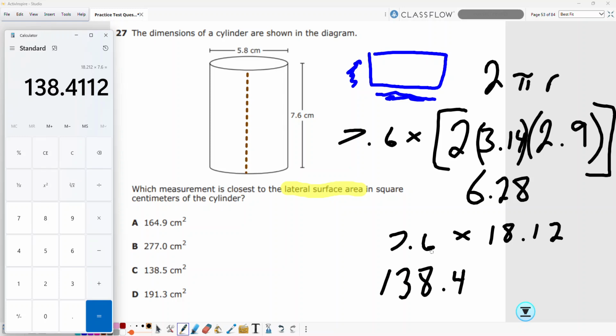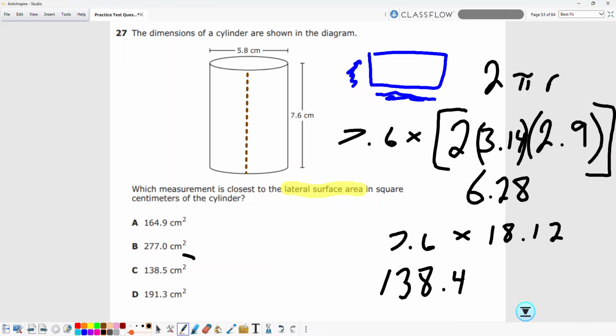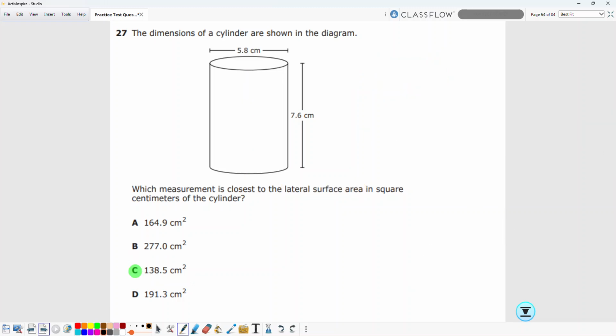All right. So we're asking which measurement is closest to the lateral surface area in square centimeters of the cylinder. So we're looking for somewhere 138.4. Let's see, do we have it? Well, we have one that's darn close, 138.5. I'm going with C. Let's check our work. There you have it.